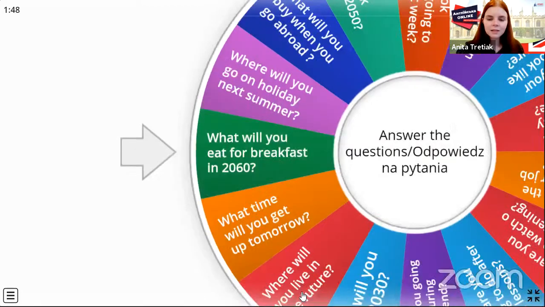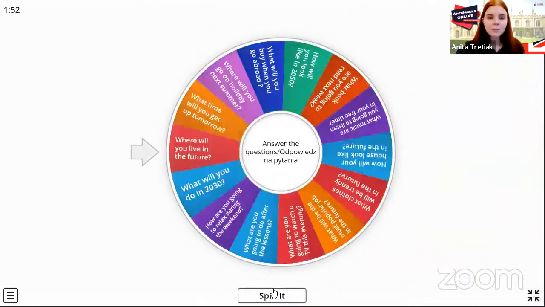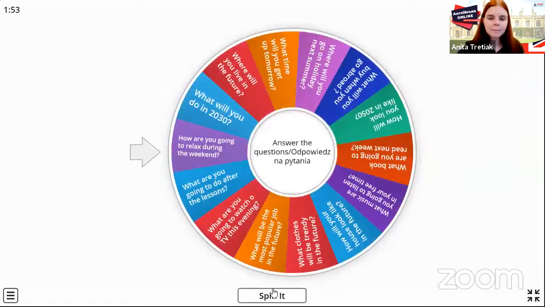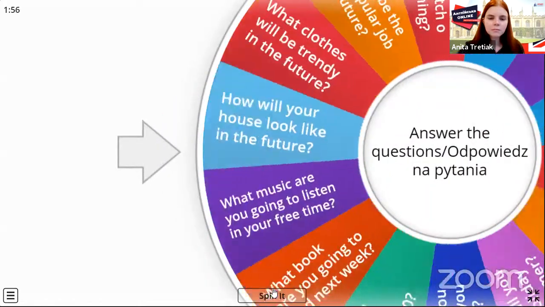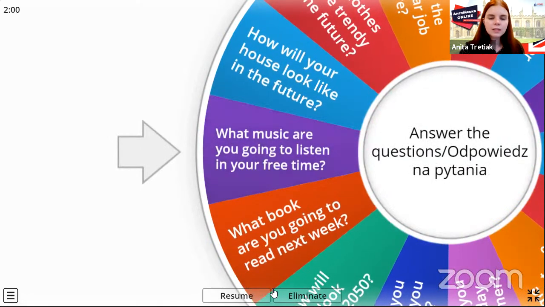Okay, the next question. Gonna spin the wheel one more time. What music are you going to listen to in your free time? I think it's in my plan. So probably I'm going to listen to rock and indie music, just as usual. What about you guys?